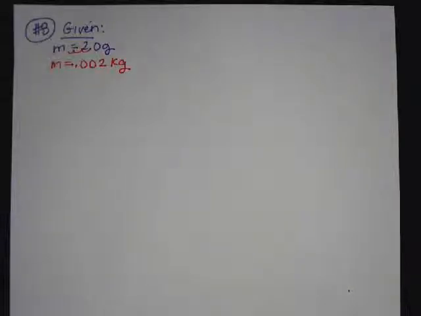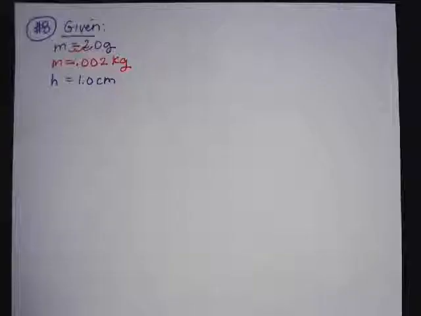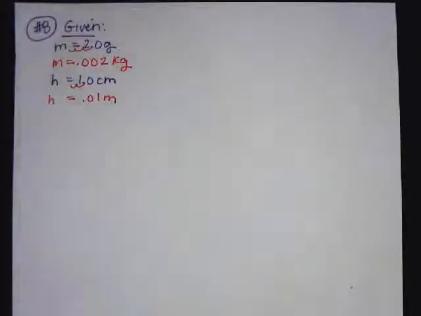It jumps 1 centimeter. So I know some height is 1 centimeter, which I'm not even sure what that is. And I need to convert the centimeters to meters. So 1, 2, this height is equal to 0.01 meters.